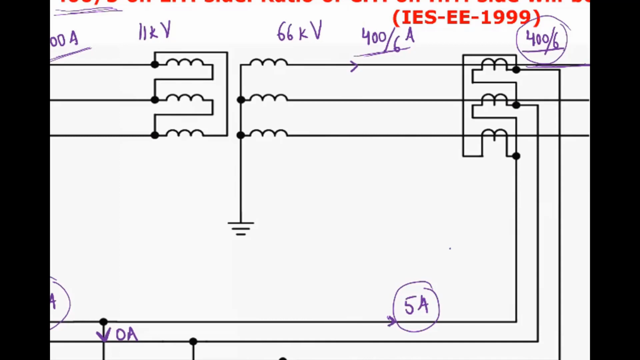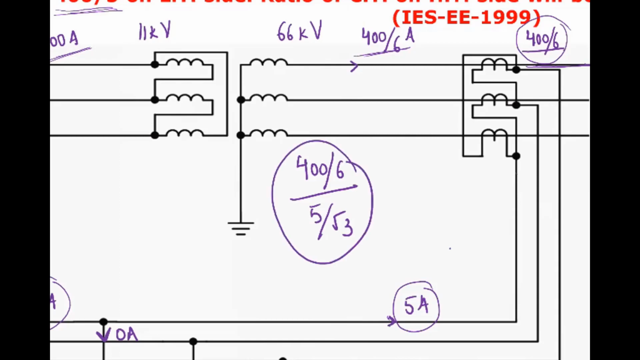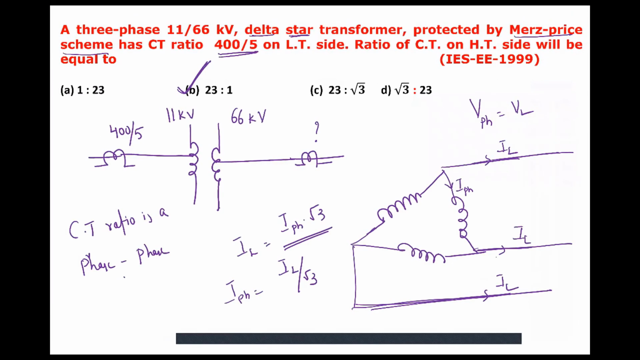What is the current in the secondary of the CT such that 5 ampere should come out of it, or 5 ampere should flow through the line? So definitely here it should be 400 by 6 divided by the phase current, which will become 5 divided by root 3. So this is your CT ratio. Understood? So this value turns out to be 23 by 1. This is one of the standard questions which they will ask on transformer differential protection.